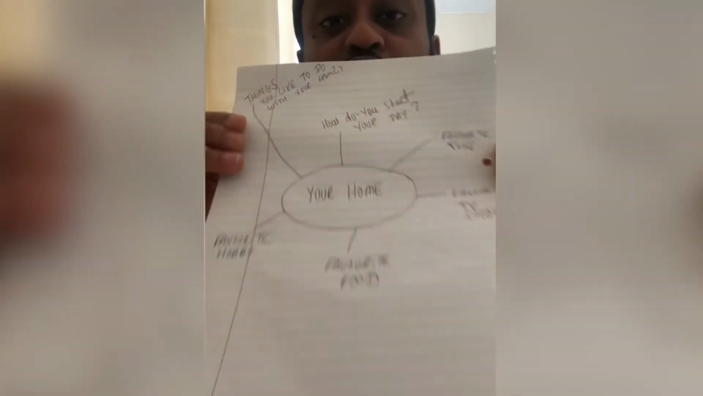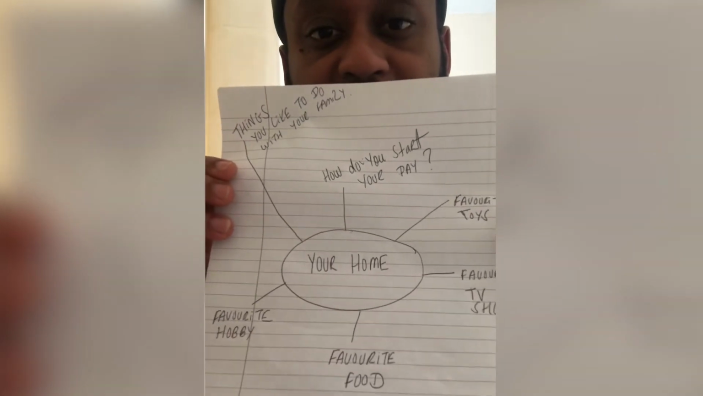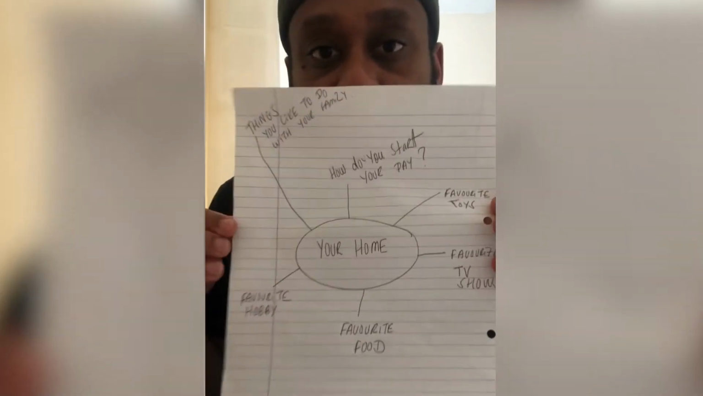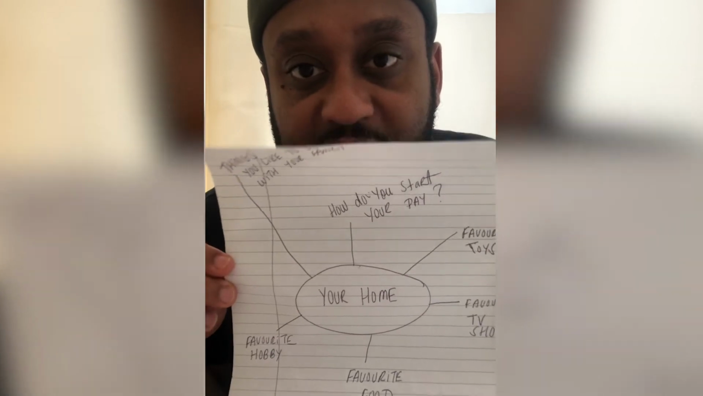Okay, so the first exercise that you're going to do is think about your home and some of the favorite things that you have within your house. So I've written some of my favorite things. I'm not sure if you can see it. I think the camera might be the other way around, so I don't think you can actually see the words, but I'll read them out to you.